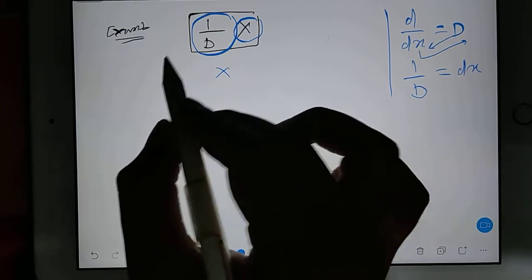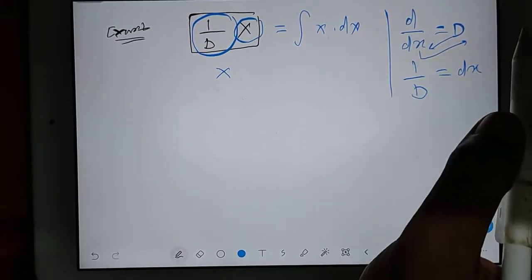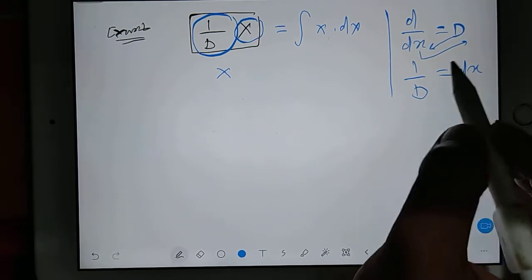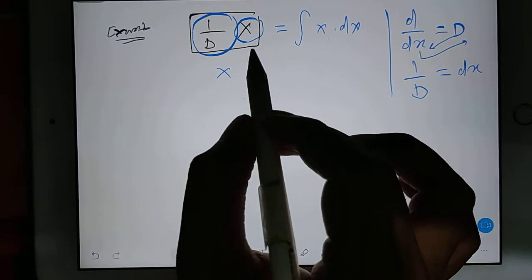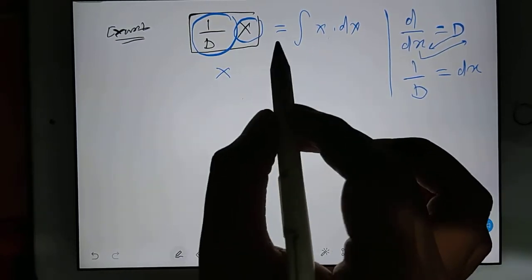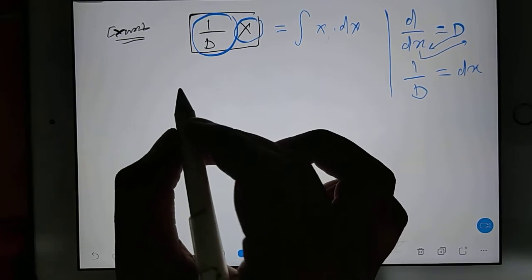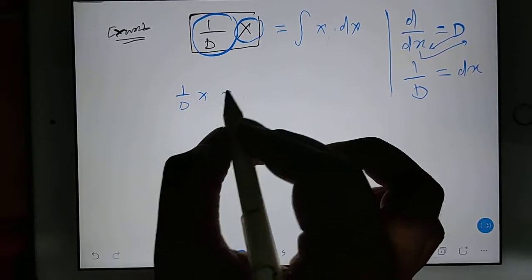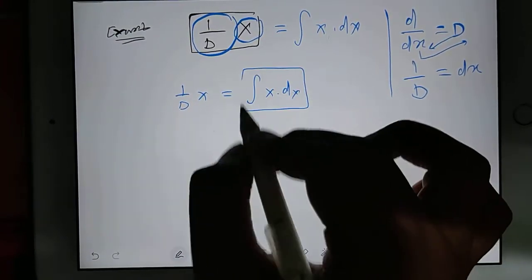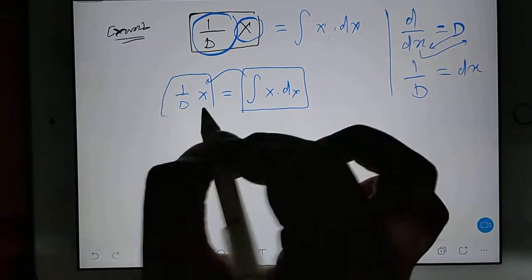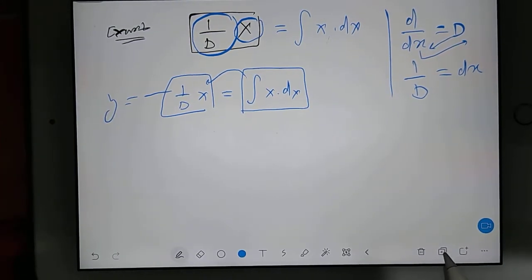It means this part I can write as integration x dx. I hope you are getting what is going on, right? Okay, it's clear. Now you see, I will change the page. See here, this 1 by D x I am writing as integration x dx. Whatever is this, that was this, and whatever is this, that is nothing but y value. Correct? Let me go back here.